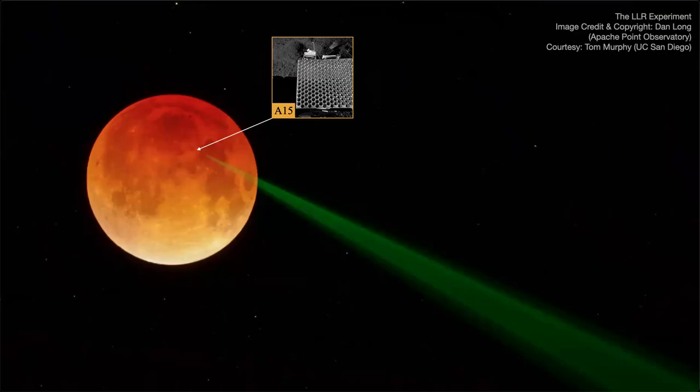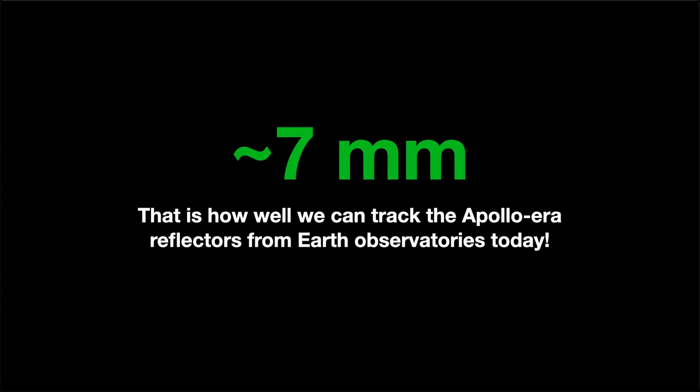So the answer is 7 millimeters. That's incredibly small. That's incredibly accurate. So we are able to measure the distance to the moon and back at the level of 7 millimeters. And we're trying to go even lower.